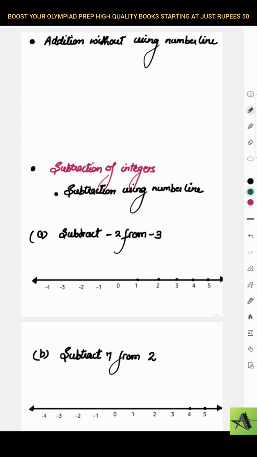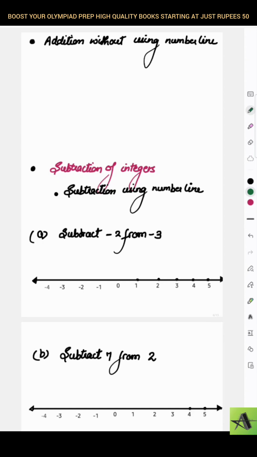Now, addition without using the number line. So I'm adding, but I'm not using any number line. This is because a number line has its own limitation. We can't add or subtract -149 and 1235. That would be difficult. And apart from integers, if we have decimal or fractional numbers, in that case too, the number line has its own limitations. We can't use it, and that's why I'm teaching you how to add without using the number line.